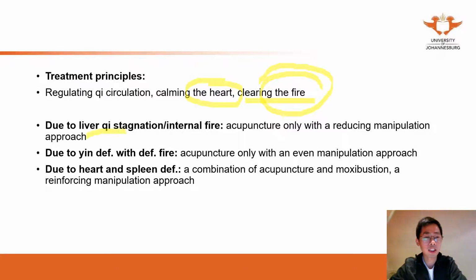Due to liver qi stagnation, use the reducing technique. For yin deficiency, because of the deficiency heat, the deficiency fire, we will use acupuncture with the even manipulation technique. For deficiency, moxibustion, reinforcing technique.